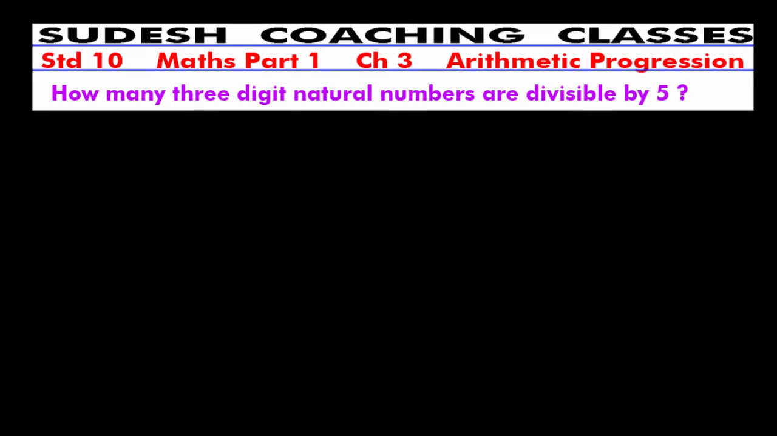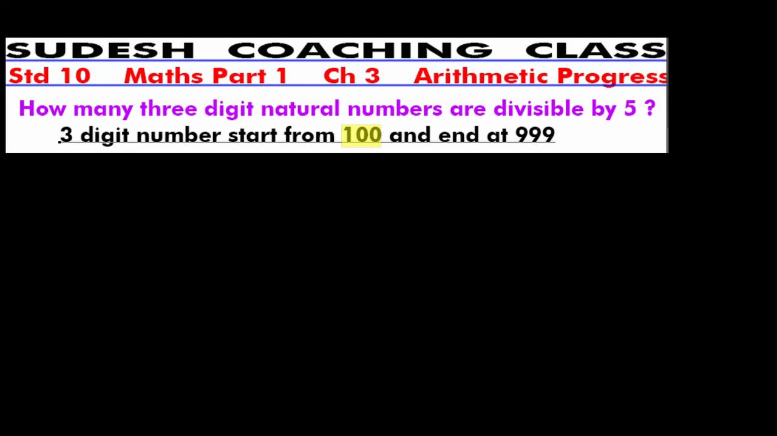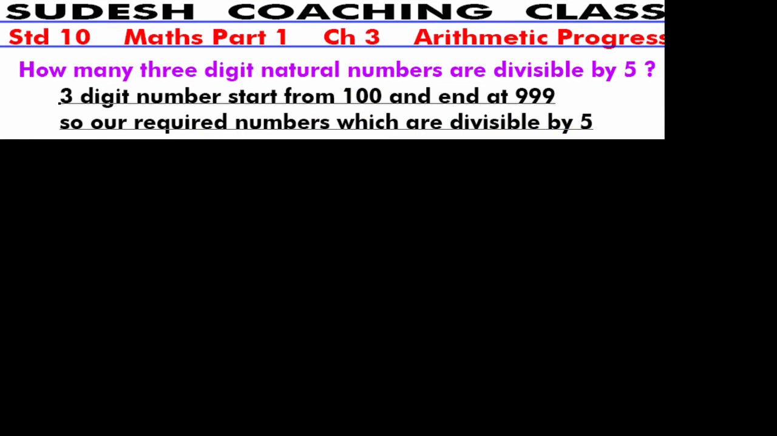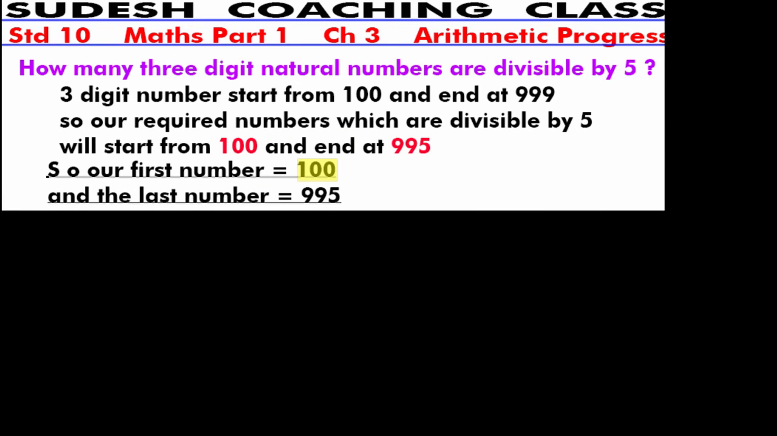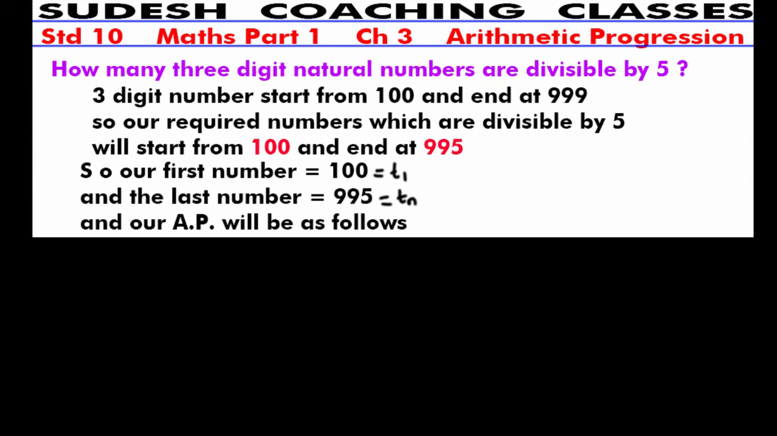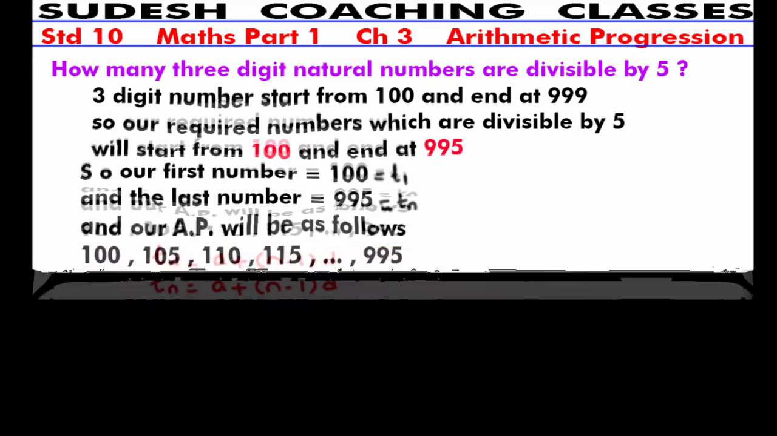How many 3-digit natural numbers are divisible by 5? Let's find it out. The 3-digit numbers start from 100 and end at 999, right? Now, the required terms which are divisible by 5 should start from 100 and end at 995. So our first number will be 100 and the last number will be 995. And our arithmetic progression will be as follows: 100, 105, 110, 115 and the last number 995.